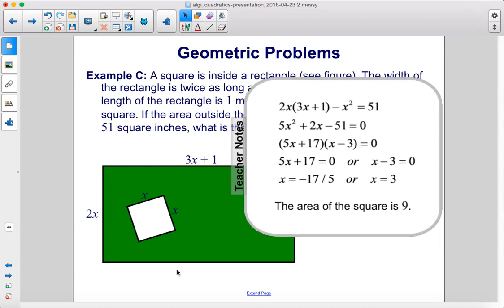Alright, so we just multiply. First we find the area of the large rectangle, which is 2x times (3x plus 1), and then we subtract the area inside the square, and we know that that would equal 51, because that's what the green area is going to be. We're trying to find the white area here. So we multiply that out, we factor, we have two solutions. The negative solution won't make sense in this problem, so we just use x equals 3 as one side. So one side's 3, the other side's 3, the area inside is 9.